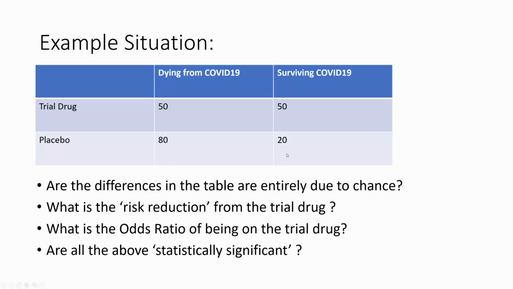You can look at that for the eye test and say, well, that looks like a pretty good result. But in order to make it statistically significant, there are a few tests that you need to do. So we'll go through what the risk reduction from this trial drug is, what the odds ratio of being on the trial drug is, and whether all of the above are statistically significant.